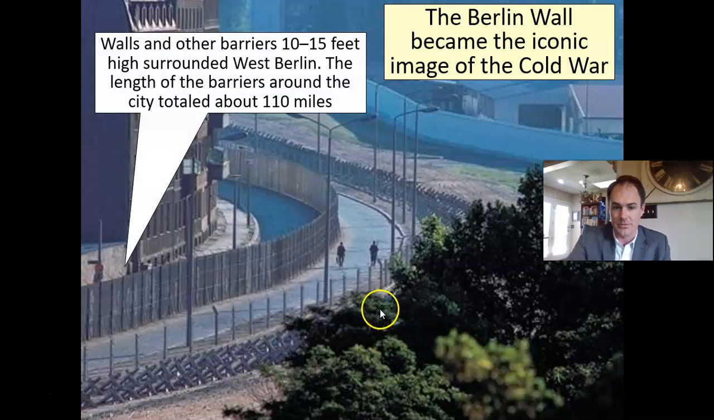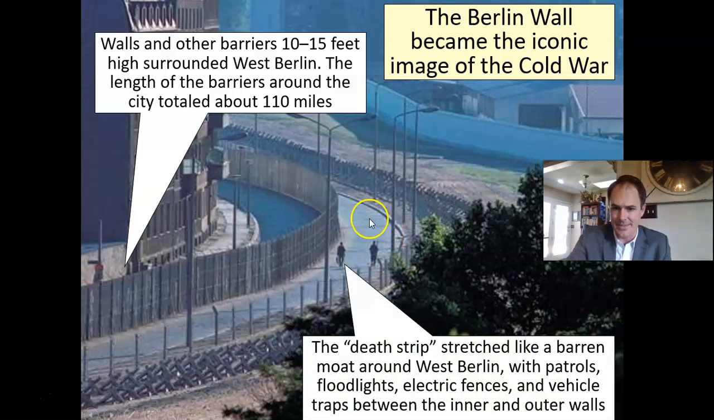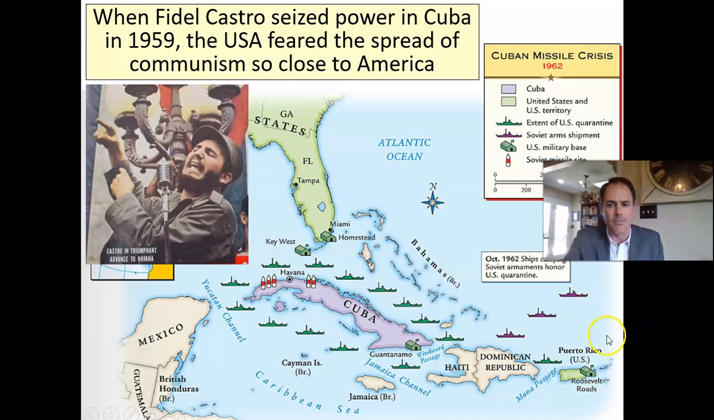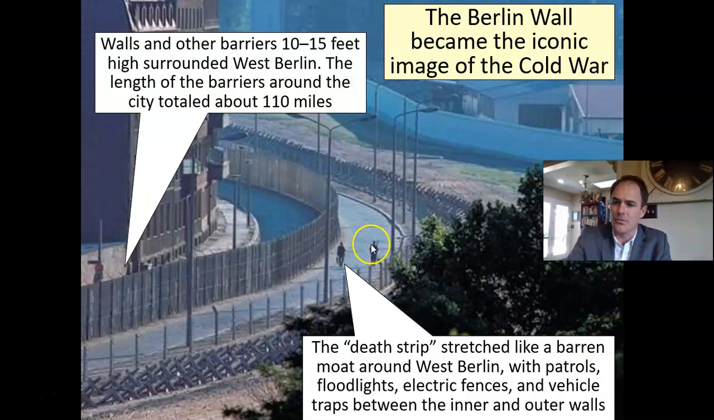It had two walls, right? It had this taller wall surrounding West Berlin, about 110 miles, and then it had this death strip, sort of like a moat around the castle, where there would be patrols. You see here floodlights, electric fences, and vehicle traps, and then there's this outer wall. Many people died trying to sneak across the wall. Many people were imprisoned after they tried to sneak in through some of the gates, because there were a few gates, the Brandenburg Gate being the most famous.